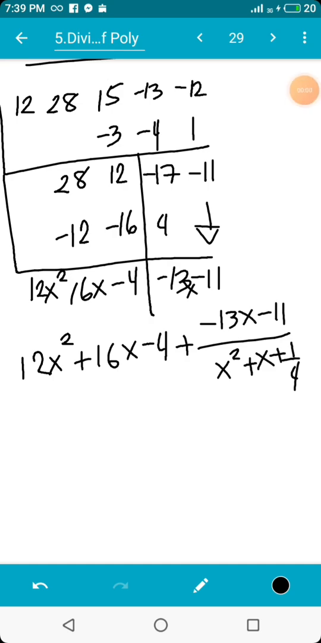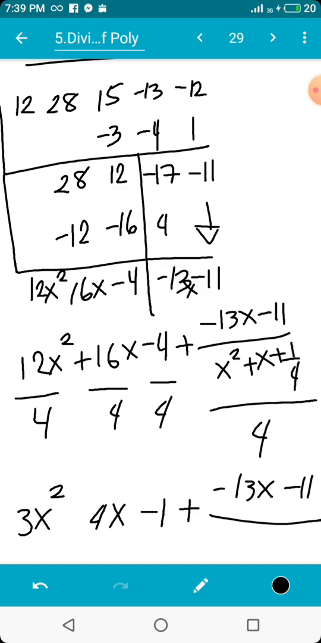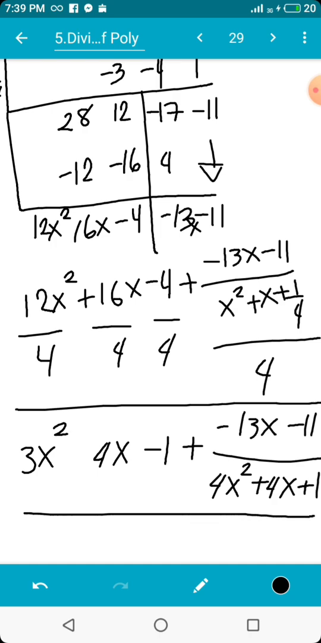Okay? So, i-divide natin sila by 4. So, 12x squared divided by 4, we have 3x squared. And then 16x divided by 4, we have 4x. Negative 4 divided by 4, we have negative 1. And then pag dinivide natin to, ang magiging sagot ay negative 13x minus 11 over 4x squared plus 4x plus 1. Okay? So, ito na ngayon yung final quotient na hinahanap natin. And same naman, it's plus. So, same naman siya dun sa result or quotient na nakuha natin gamit yung box method and long division.